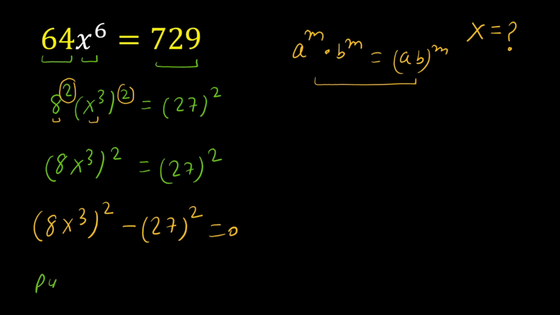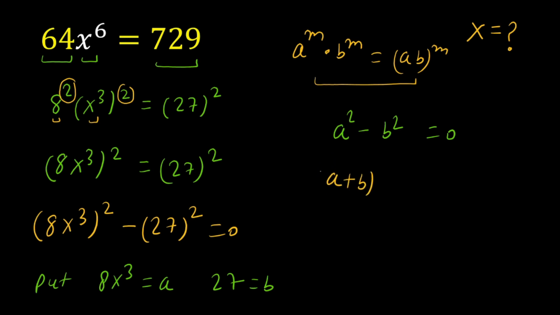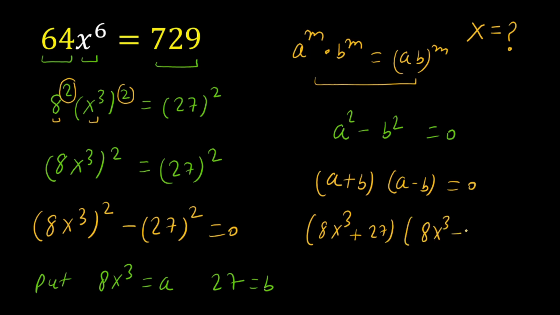If we put 8 times x power 3 equals a, and 27 equals b, then on the left hand side we have a square minus b square equals 0. On the left hand side we have a difference of two squares, that is (a plus b) times (a minus b), and this equals 0. Now we know that the value of a is 8 times x power 3 and the value of b is 27, so (8 times x power 3 plus 27) times (8 times x power 3 minus 27) equals 0.